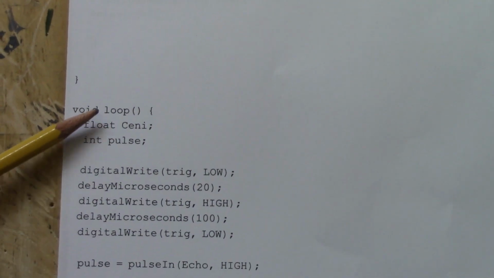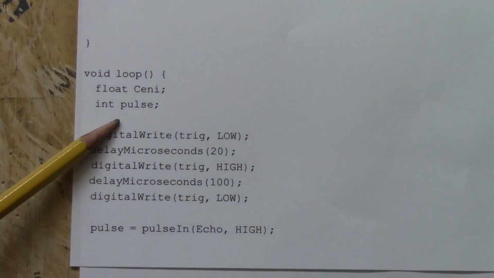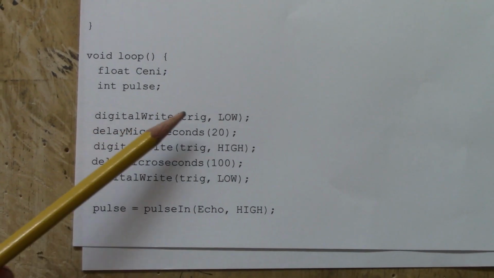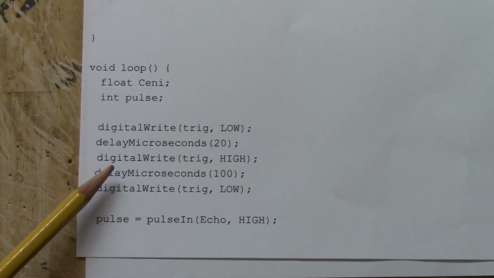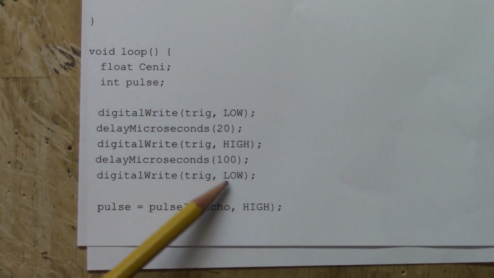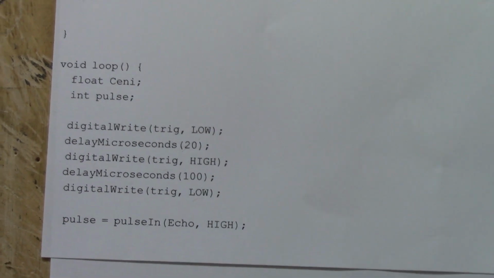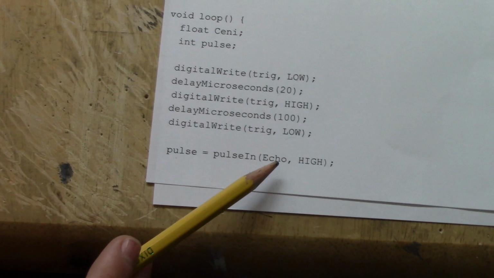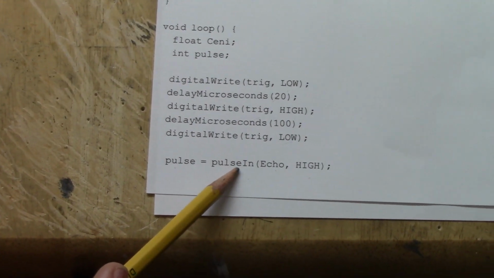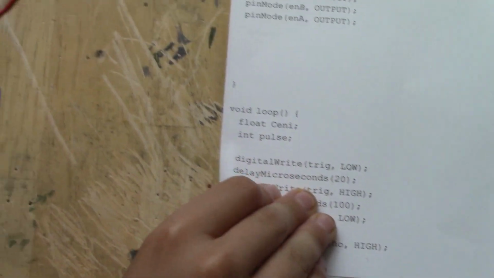And then for our loop here, we're going to have to create a pulse with the ultrasonic sensor. So we're going to put a float variable called sensi, and then int pulse, another variable. We're going to have digitalWrite trig LOW, delayMicroseconds 20, digitalWrite trig HIGH, delayMicroseconds 100, and then digitalWrite trig LOW, and that's going to create a pulsing motion for the ultrasonic sensor. And then pulse equals pulseIn echo HIGH, which creates a timer when echo is high, so when it's receiving power. So moving on to our second block of code here.